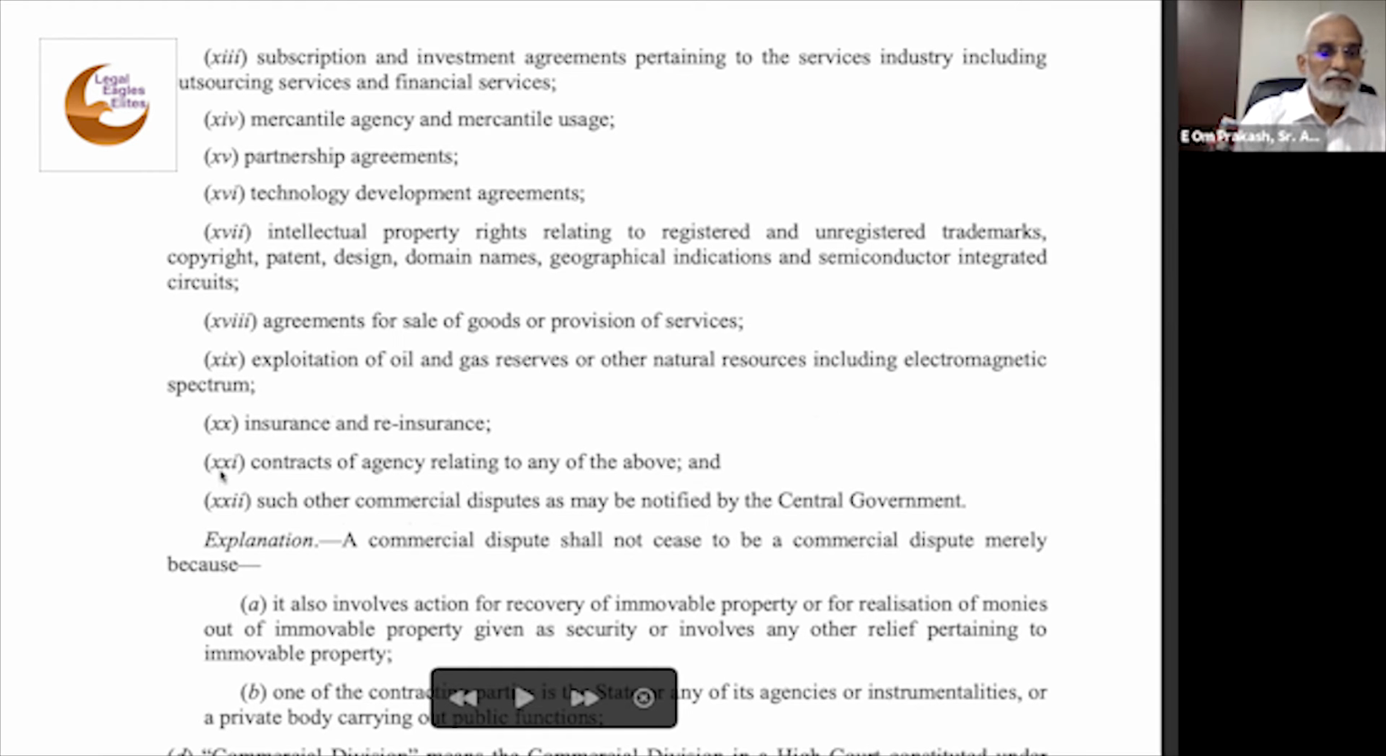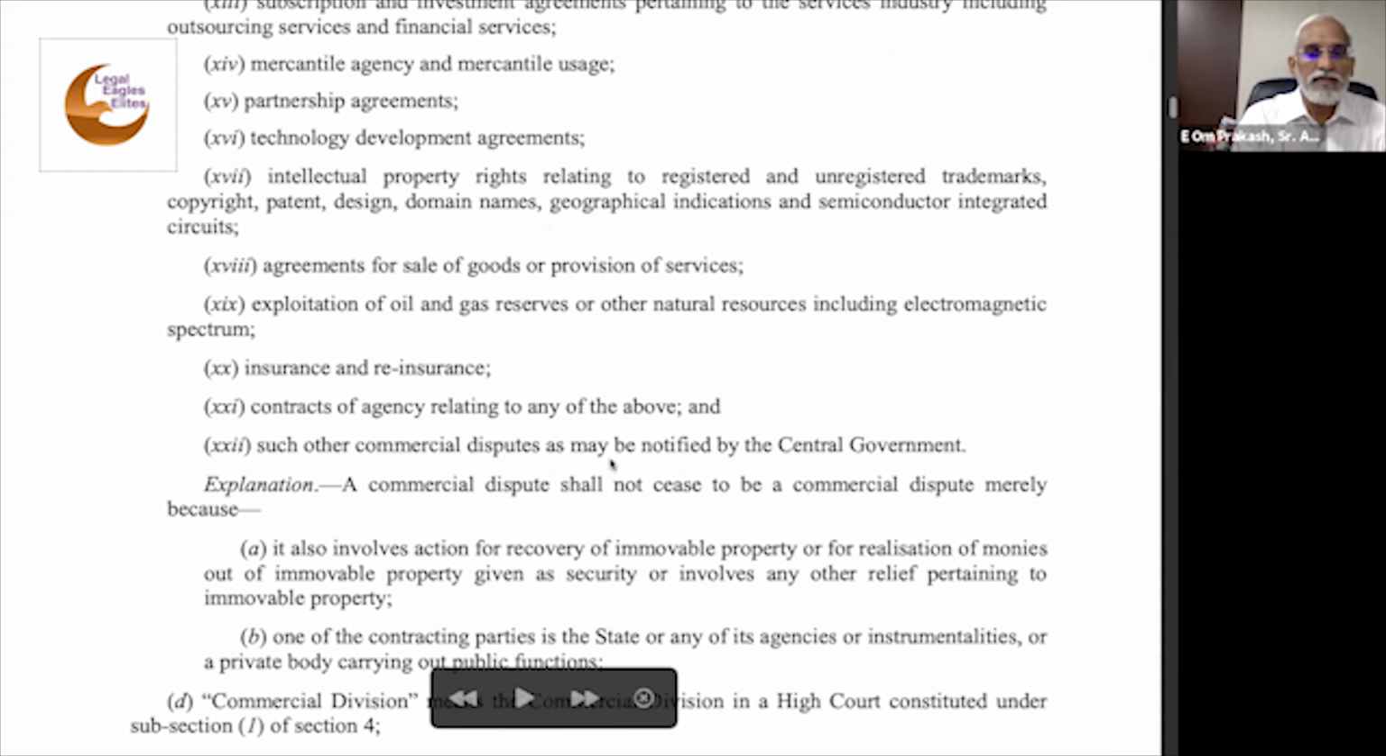Now under subsection 21, you find contract of agency relating to any of the above. So up to 20, whatever you have seen, relating to any of those things, if there is a contract of agency, if there is somebody who is appointed as an agent to perform certain duties, then any dispute arising thereto is again a commercial dispute. Then such other commercial disputes as may be notified by the central government. So there is also a provision with regard to notification which the central government can bring about, including certain commercial disputes.